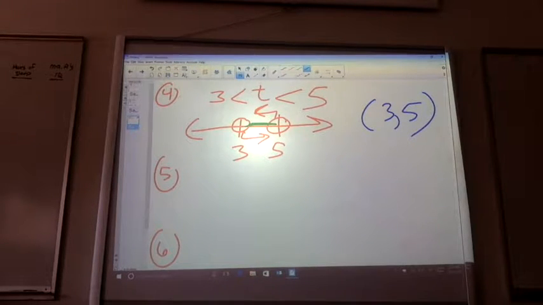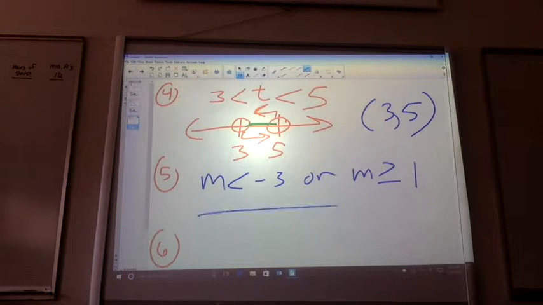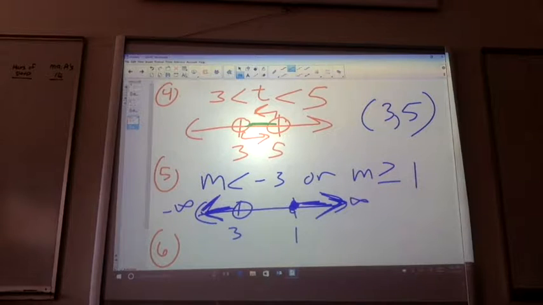Let's see, a number m is less than -3 or greater than or equal to 1. Okay, number m is less than -3 or m is greater than or equal to 1. So we put this on a number line. We have -3 here, open dot. We want that. 1 here, solid dot, going this way. We start putting it in interval notation. We know that goes to -infinity, +infinity.